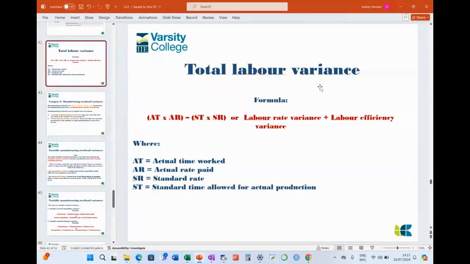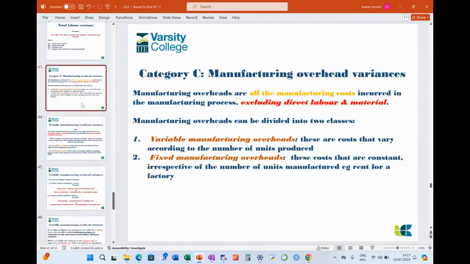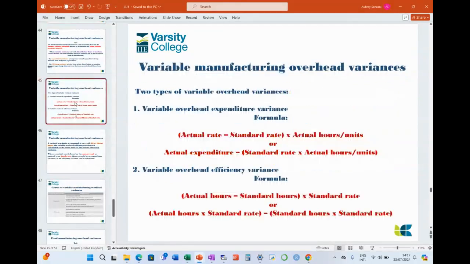Okay. Total labor variance. Again, we are combining both variances and we're saying, what is the difference here? Okay. And then we move on to the next category, C. I'm looking for where the formulas might be. Okay, so there are your formulas.